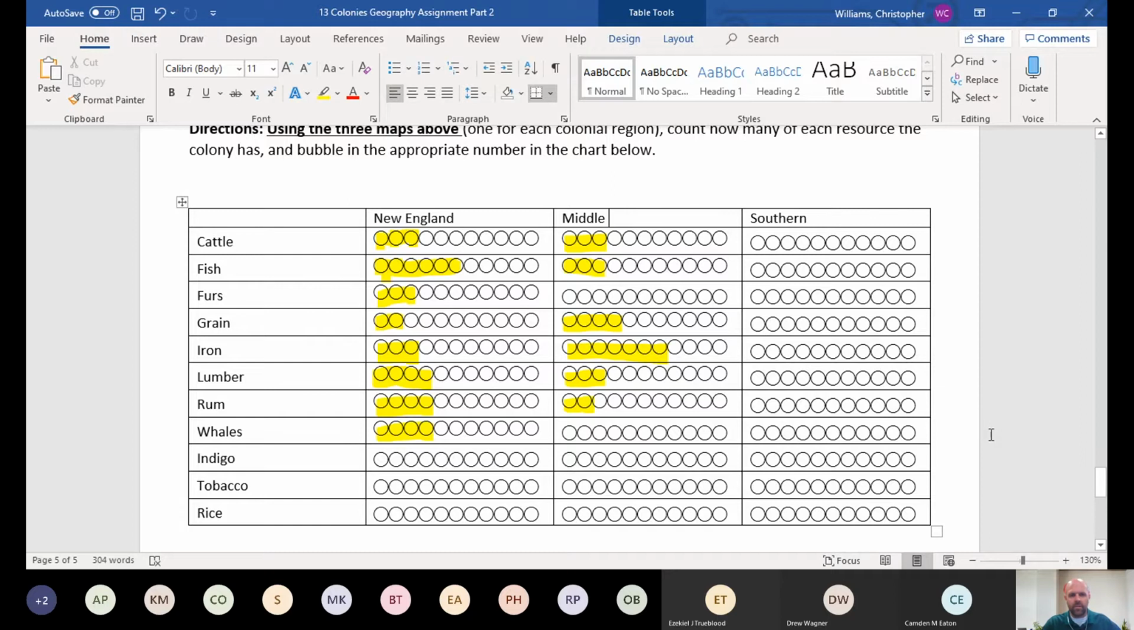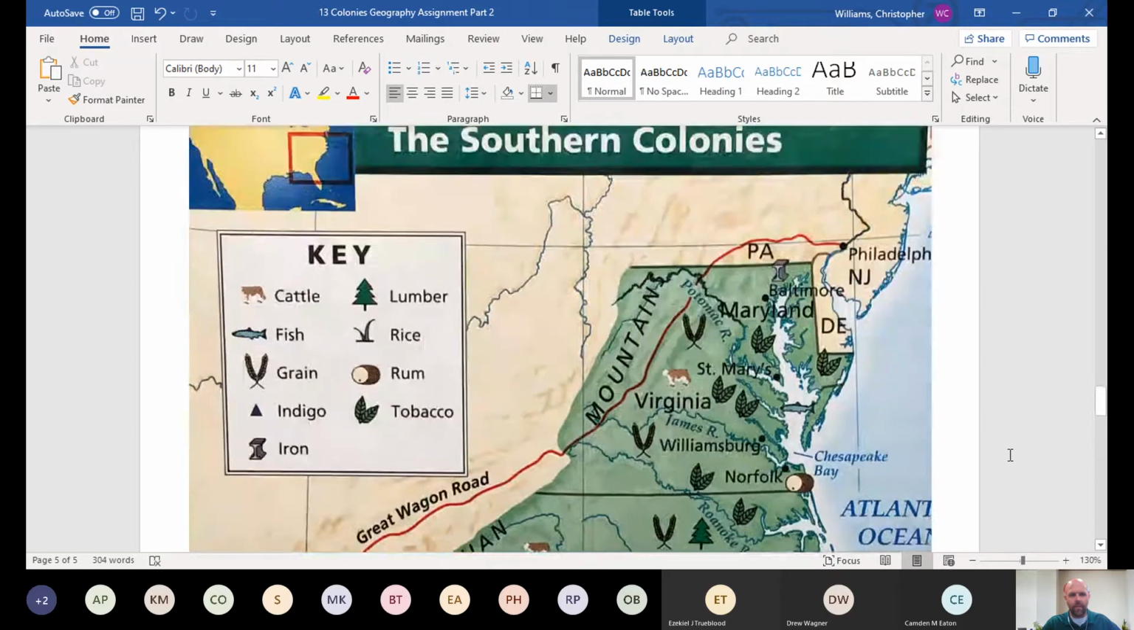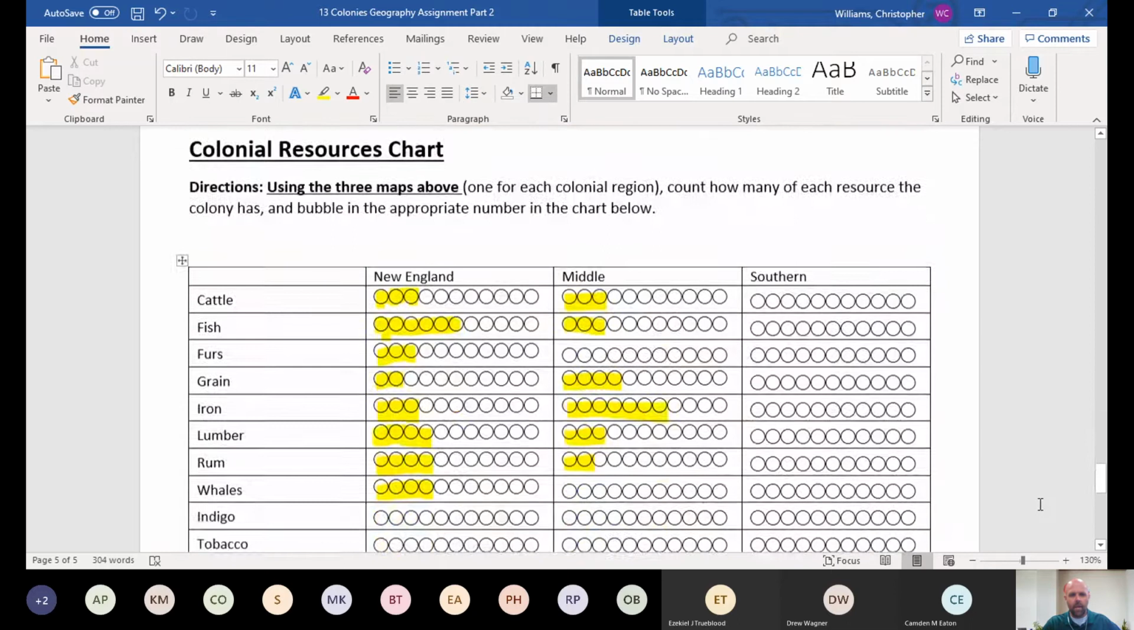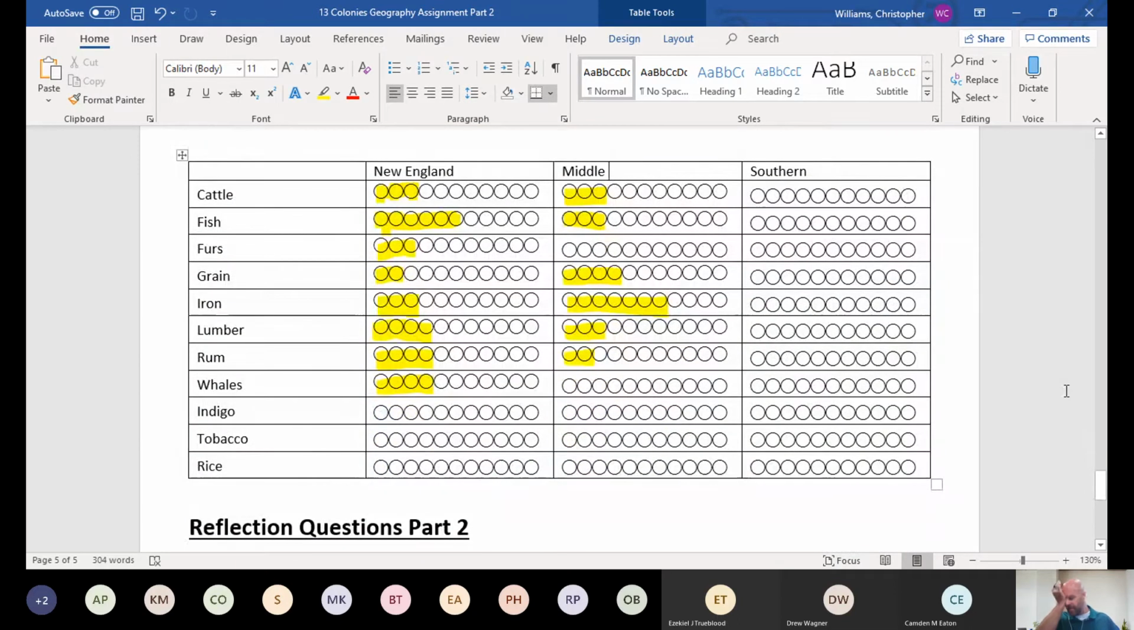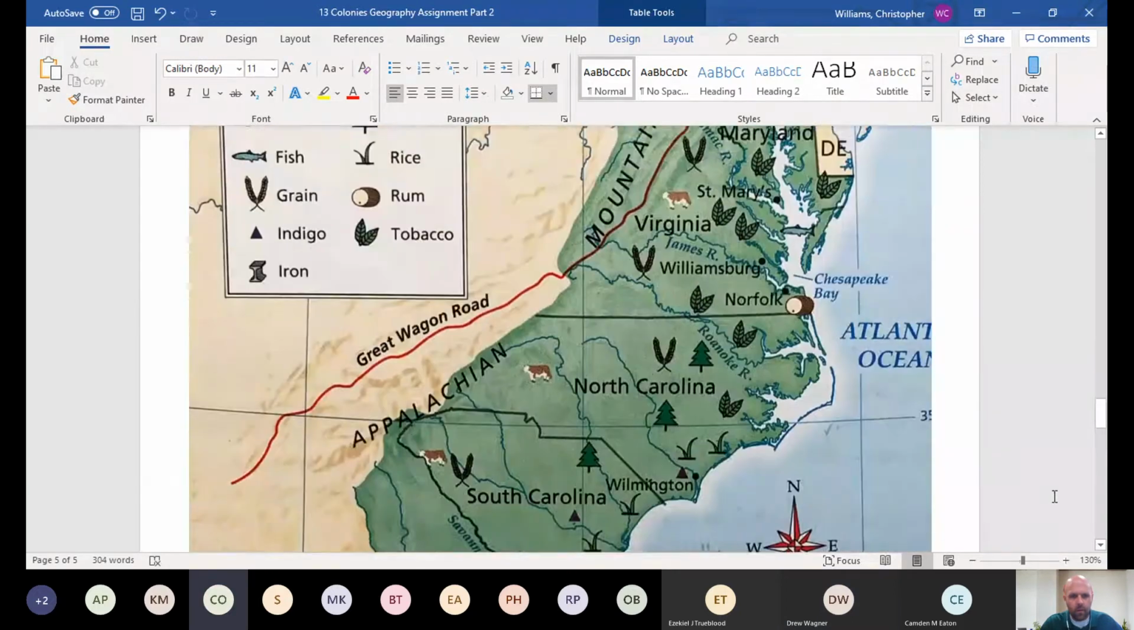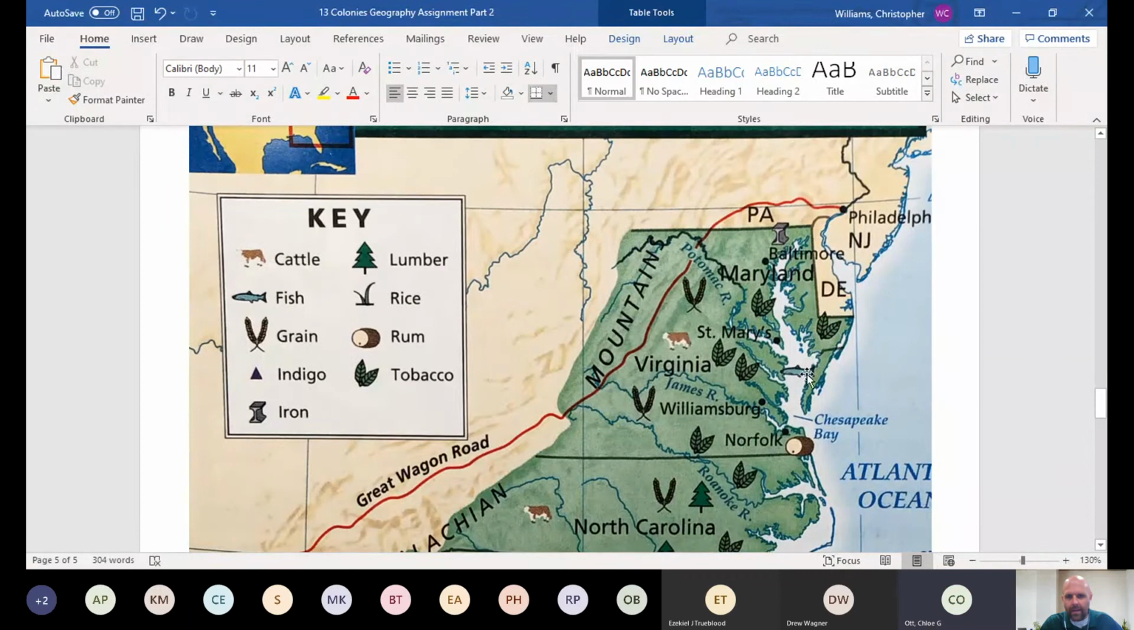Let's go to the southern colonies. Okay, so this is our last map. All right. How many cattle do we see represented on the map? 3. I would agree. Fish? 0. Okay. Furs? 0. Grain? Yep. There is one fish. Wait, there's a fish? Yeah. If you look up by where Maryland is. Ah, yes.